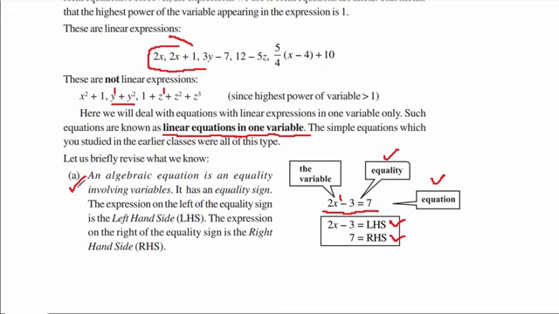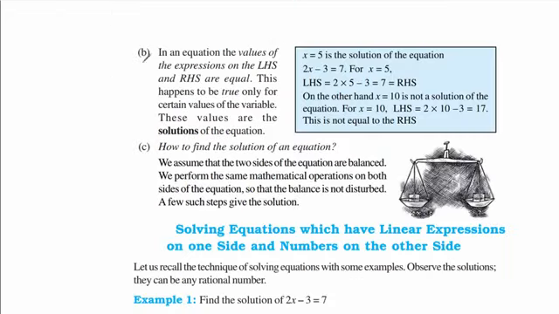That is all defined in point A. Also, point B states that in an equation, the values of the expressions on the left hand side and RHS, that is right hand side, are equal. This happens to be true only for certain values of the variable. These values are the solution of the equation. So equality defines that whatever is written on the left hand side is equal to the right hand side.